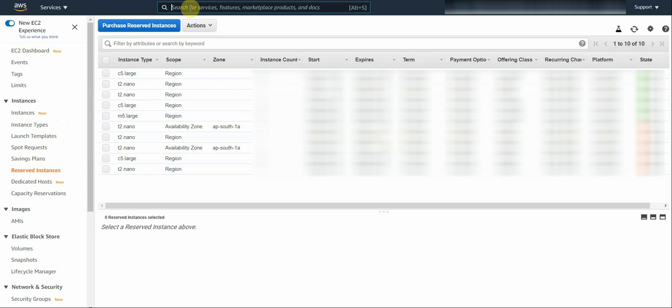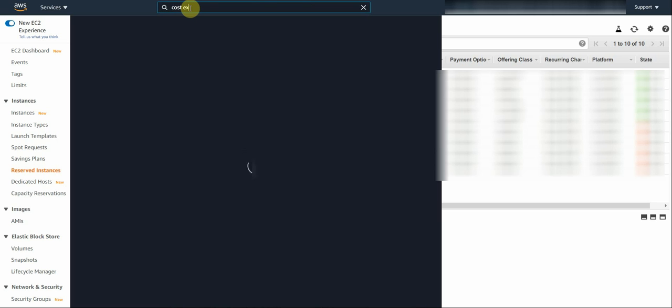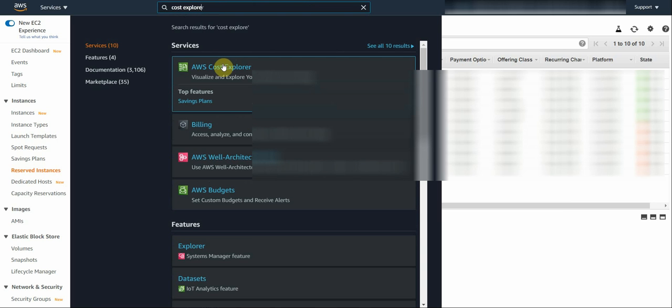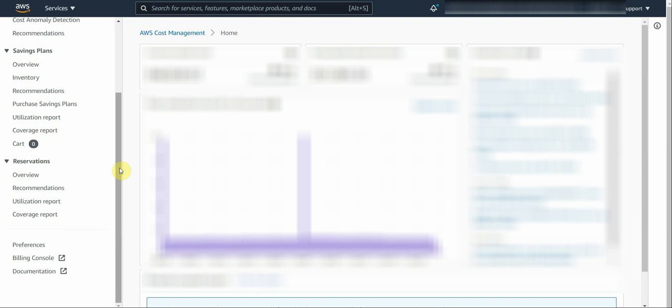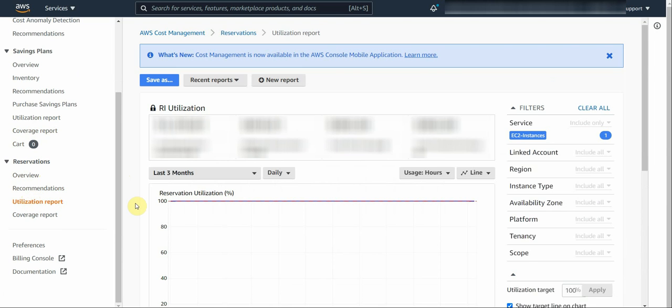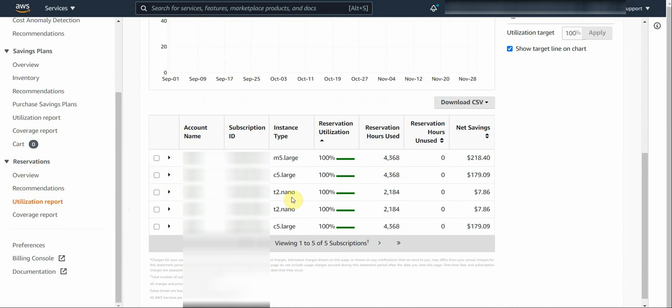Second important thing to note is that you can always navigate to AWS Cost Explorer. Here you will see utilization of your reserve instances. So you will have to navigate to the utilization report of reservation. If you click on utilization report, you will understand out of the reserve instances you purchased, are they utilized fully? If not, then you will have to make necessary changes to on-demand instances. You might have to change their instance family or type so that you utilize your reserve instances at full capacity.